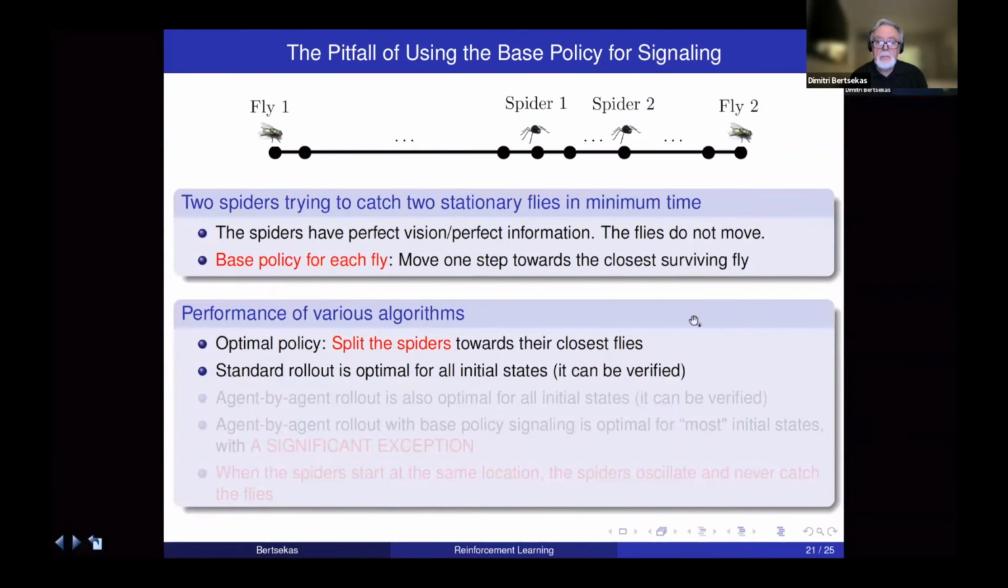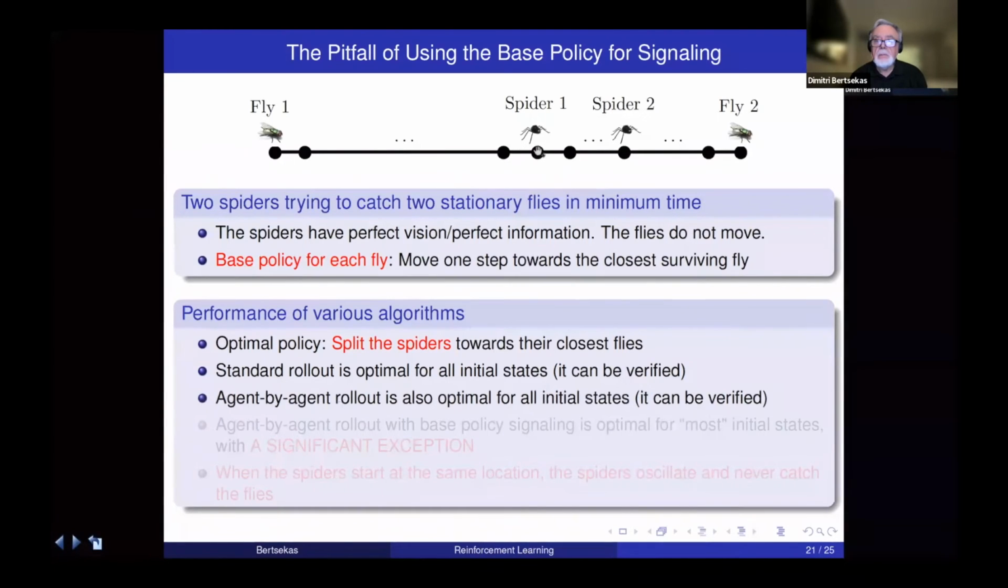And okay, so I'm going to go through this very quickly, but I'm going to ask you to do this as an optional homework to verify that this is indeed true. Okay, the standard rollout. It turns out that the agent by agent, the multi-agent rollout is also optimal for all initial states. And this can also be verified. And let me sketch the proof of that.